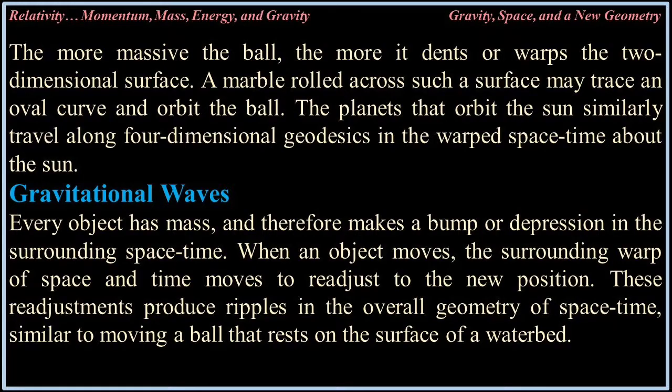Gravitational waves. Every object has mass, and therefore makes a bump or depression in the surrounding space-time. When an object moves, the surrounding warp of space and time moves to readjust to the new position. These readjustments produce ripples in the overall geometry of space-time, similar to moving a ball that rests on the surface of a waterbed.